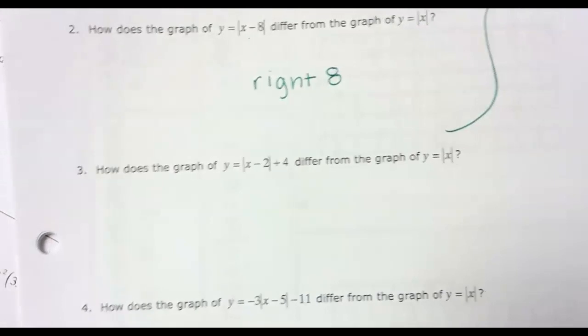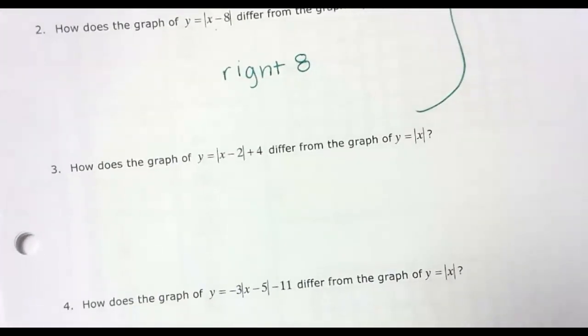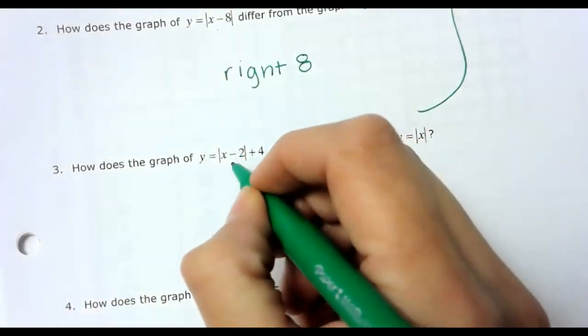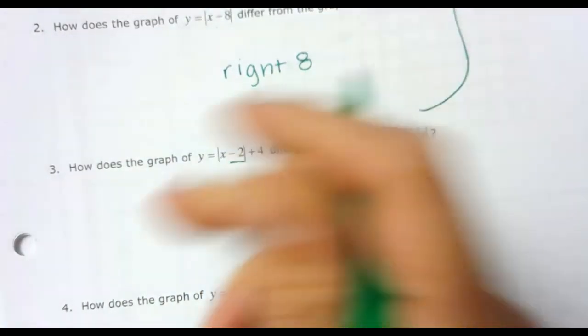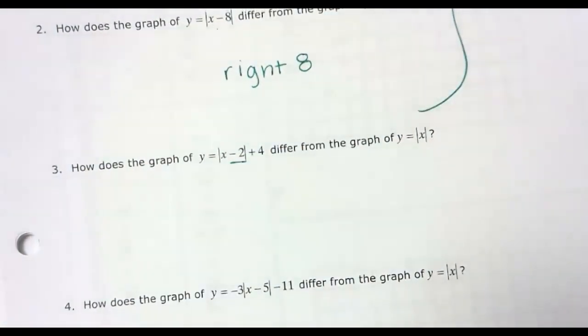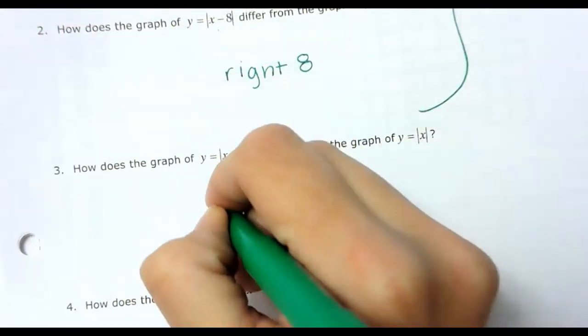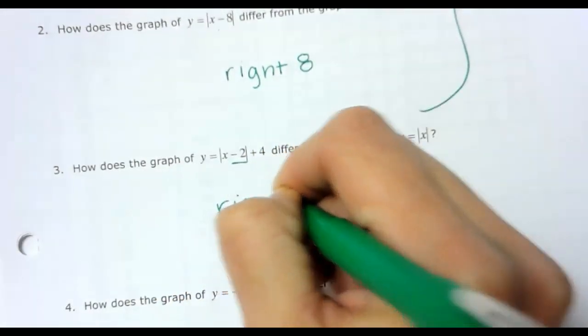In number 3, we have y equals the absolute value of x minus 2 plus 4. So what has changed now? Something changed inside and outside. So what does that inside value do to my graph? Is it going to go left or right, Nick? Good. It's going to go right. And how many units to the right?